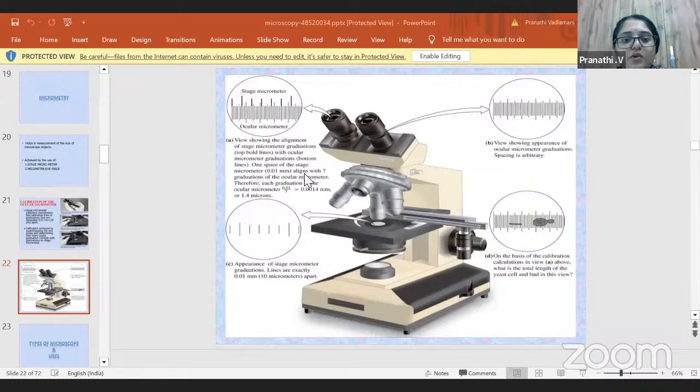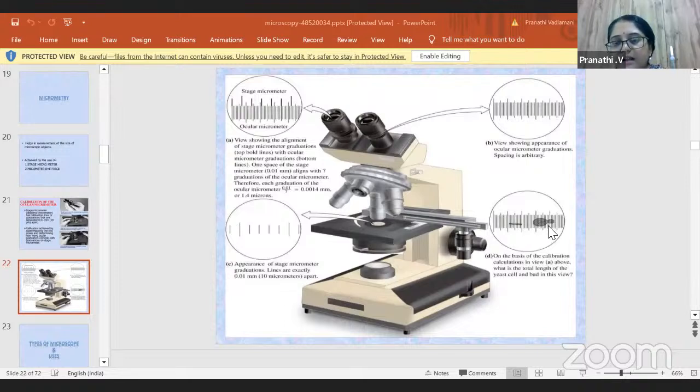So they have just shown how to do that. Basically, each graduation is around 0.0014 meters or 1.4 microns. Then it is going to appear in this manner and there is a spacing that is present. Once this is done, you put them underneath the lens. Then you will see it appear like this. So it's around 10 micrometers apart, and on the basis of this, you can calibrate.